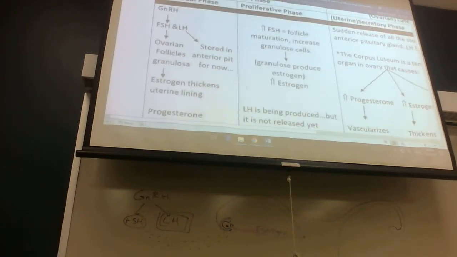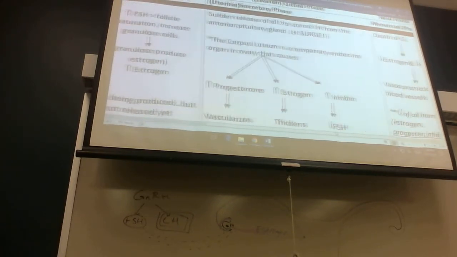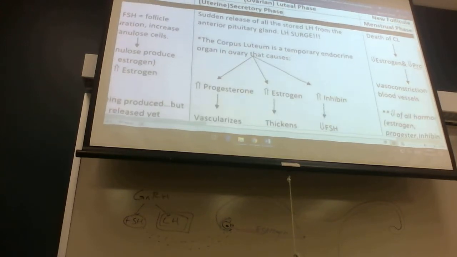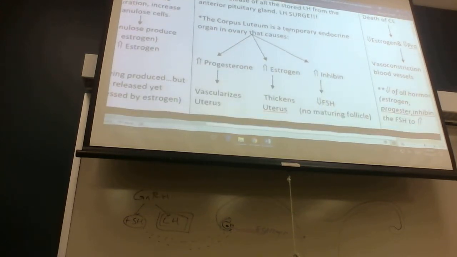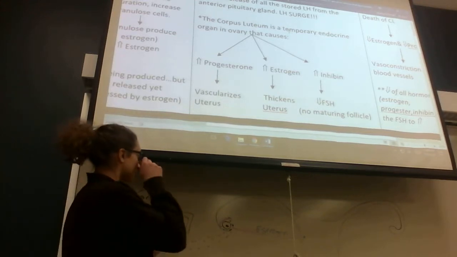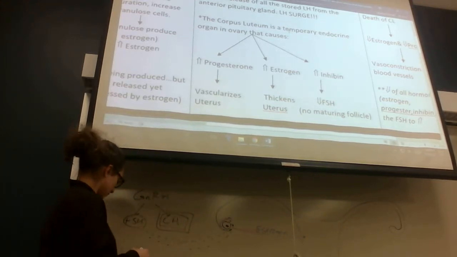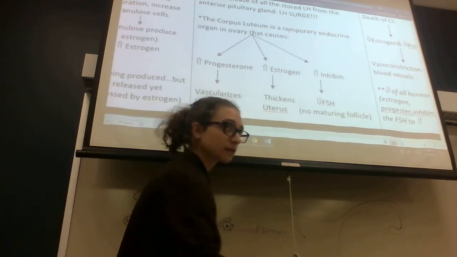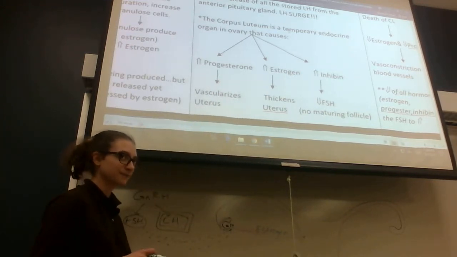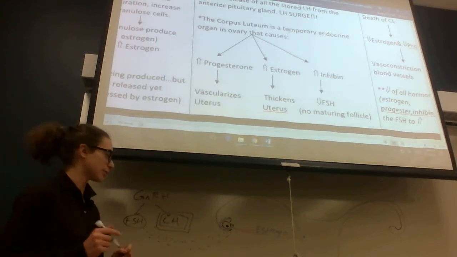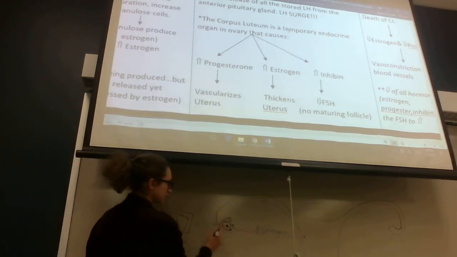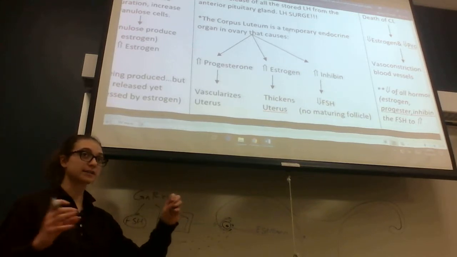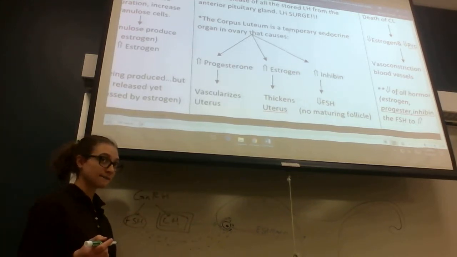Now this is where all the action happens. This is known as the luteal phase or the uterine secretory phase. So then suddenly all this luteinizing hormone that we had stored is going to be released. So it's a ton. Now that luteinizing hormone plays a role. What does luteinizing hormone do once it goes to the ovary? It stimulates cracking of the egg, also known as ovulation.